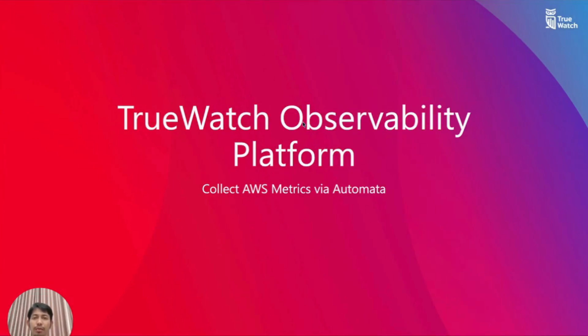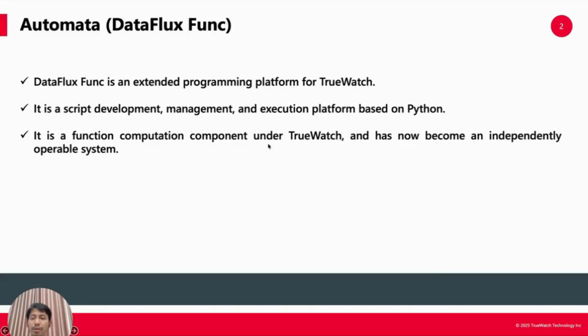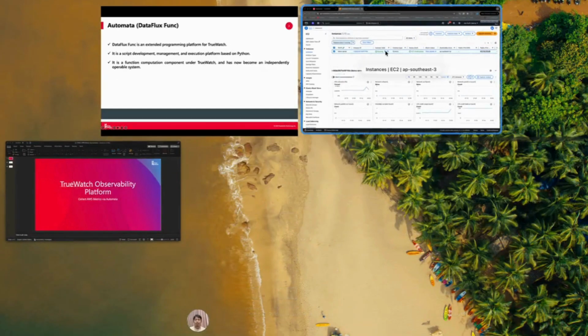Today I would like to share how we can collect AWS metrics via Automata. Automata, or DataFlux Func, is an extended programming platform for TrueWatch. It is a script development, management, and execution platform based on Python. Basically, this is the easiest way if you want to integrate your third-party services into TrueWatch. Now let's get to the demo.